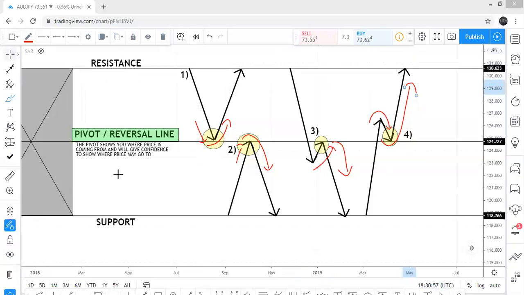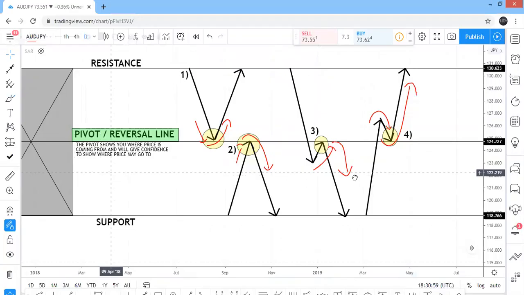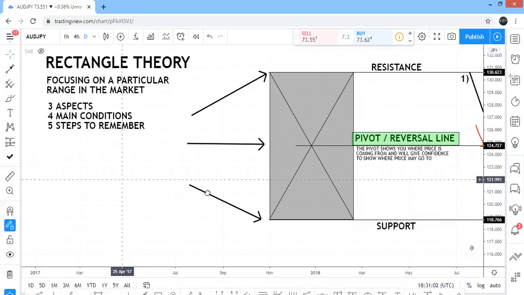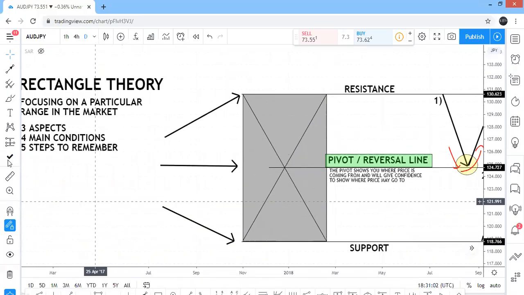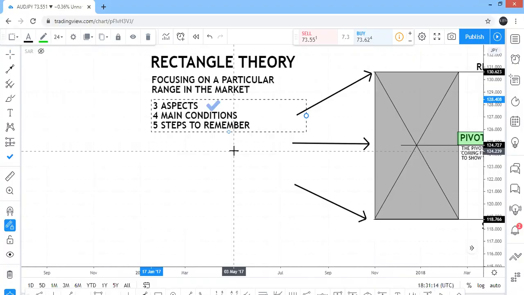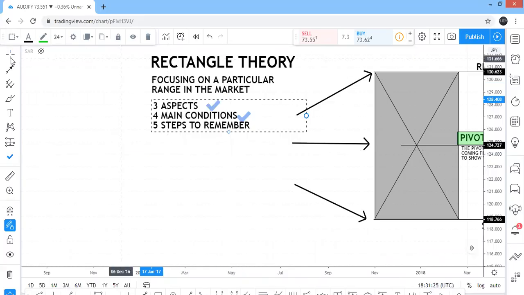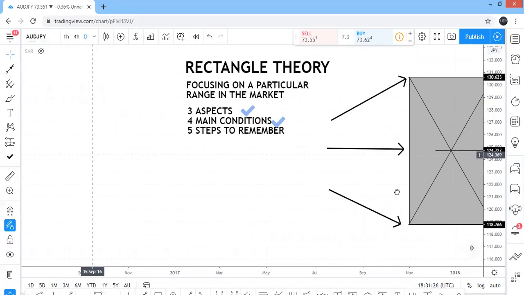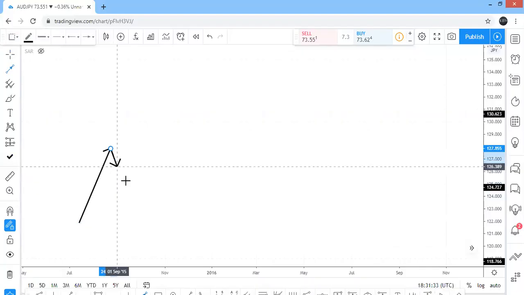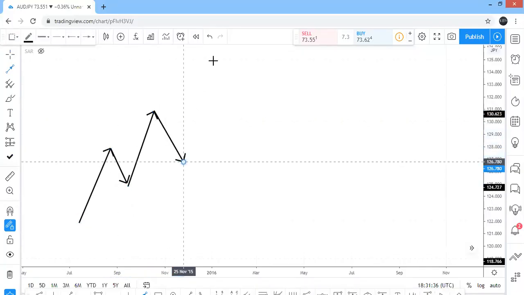So now let's talk about the steps to remember in drawing your rectangle. So back to this. We've covered the three aspects, which is support, resistance, pivot. The four main conditions, we just covered that. Now the 5 steps to remember in order to draw the correct rectangle. Okay, so now let's go to that. Let me just use this as an example.